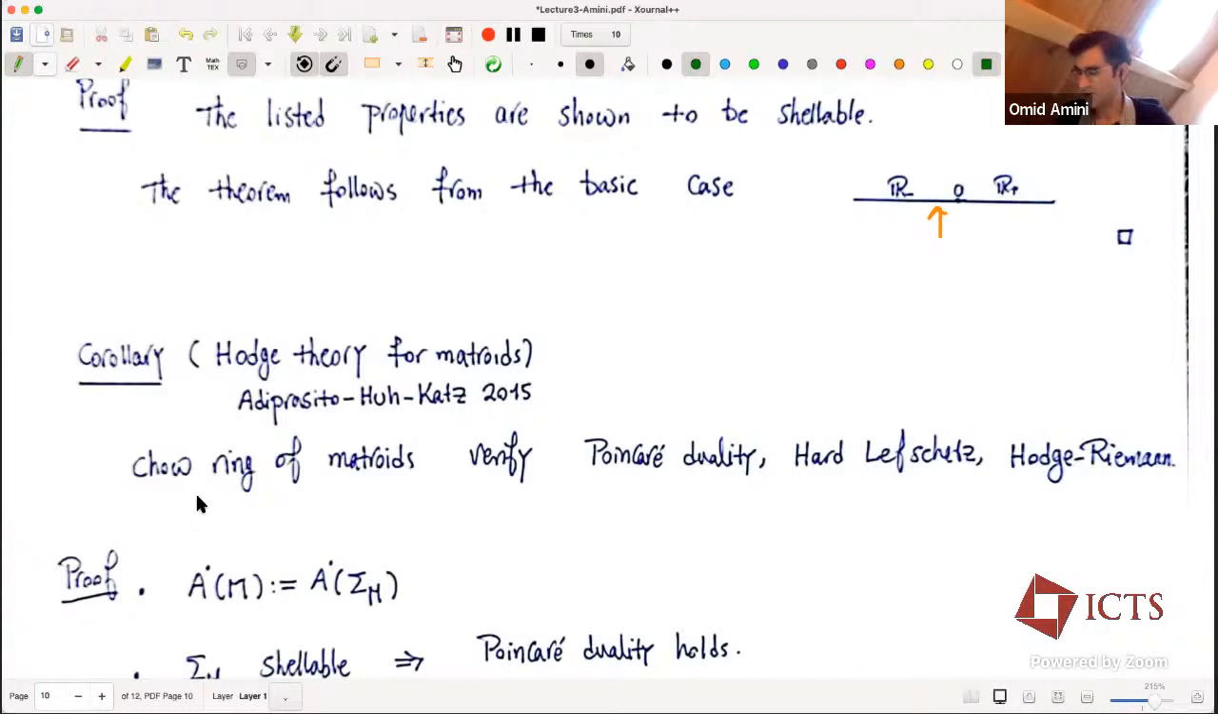Using also some other calculations to show that the star subdivision also doesn't change... It changes the Chow ring, but it preserves the properties. Properties, yeah.